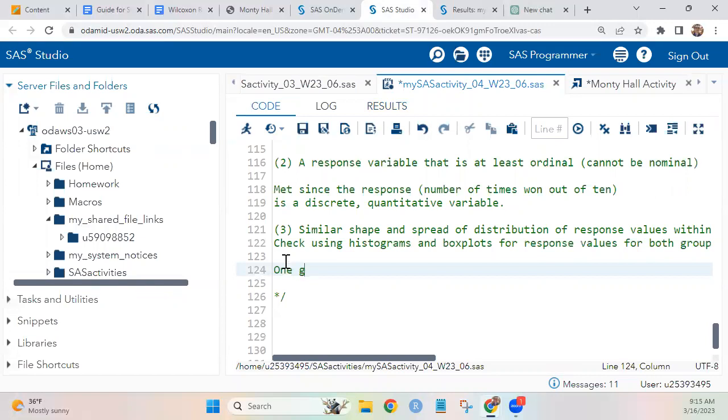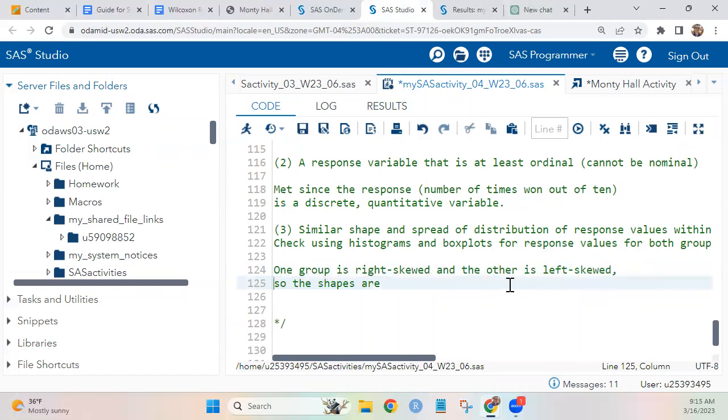We'll say one group is right skewed and the other is left skewed. So the shapes are not the same, which violates the model assumption. Okay.